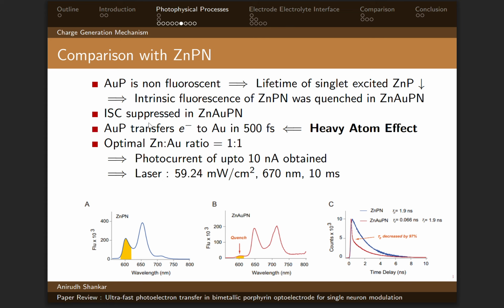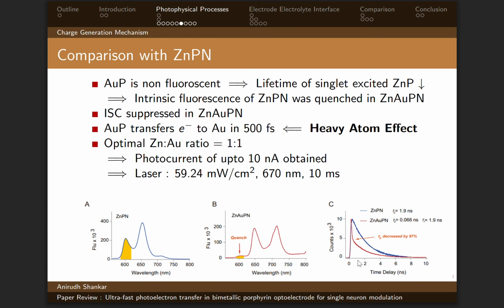And the intersystem crossing is suppressed in zinc gold porphyrin due to the introduction of gold. And due to the heavy atom effect of gold, the electron is transferred from AuP to single atom gold centers in 500 femtoseconds, which is an ultrafast electron transfer mechanism. That is the highlight of this paper.